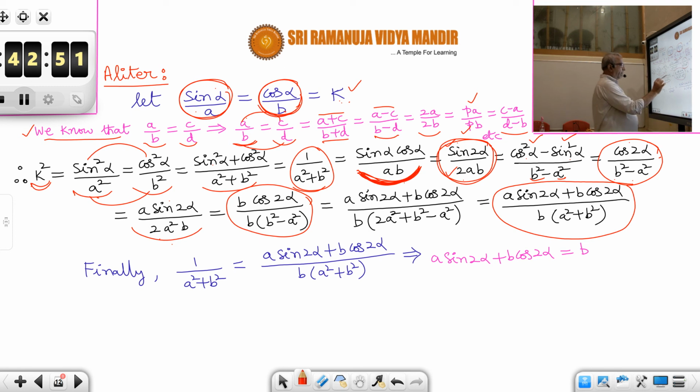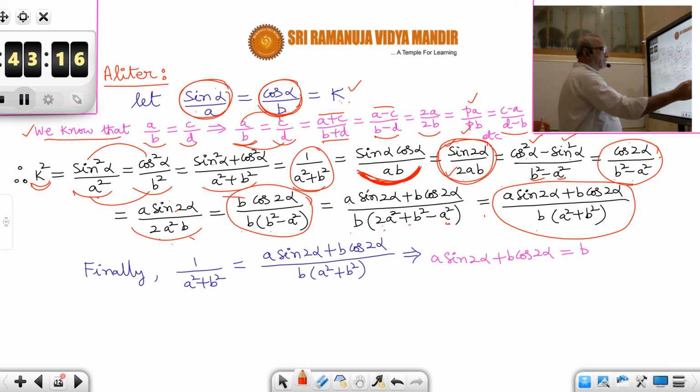Now I am adding them. Numerators I can add, denominators I can add. So a sin 2 alpha plus b cos 2 alpha. For the denominators, if I add, b is common, and in the bracket 2a square plus b square minus a square is equal to, numerator no change, but denominator is b into a square plus b square.